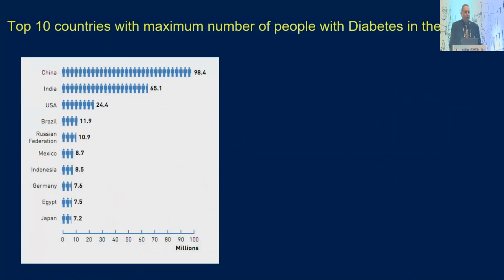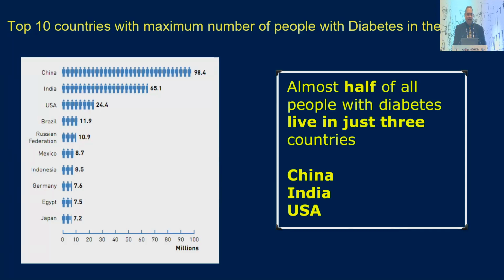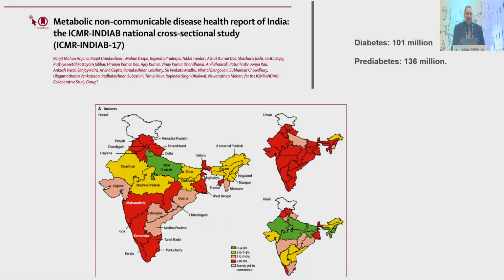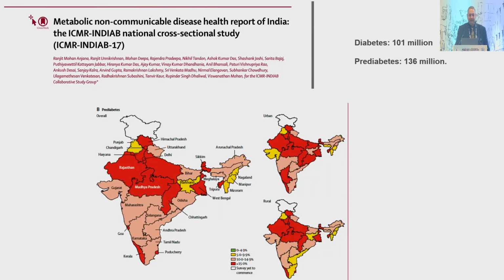And these are the top 10 countries where we have the maximum people with diabetes in the world. Combined, China, India, and US, nearly half the people with diabetes reside in these 3 countries. So this definitely shows that diabetes is an important problem. Last year we had the INDIAB study, the National Prevalence of Diabetes and Pre-Diabetes, and we do have today about 101 million people with diabetes and nearly 136 million people with pre-diabetes in our country.